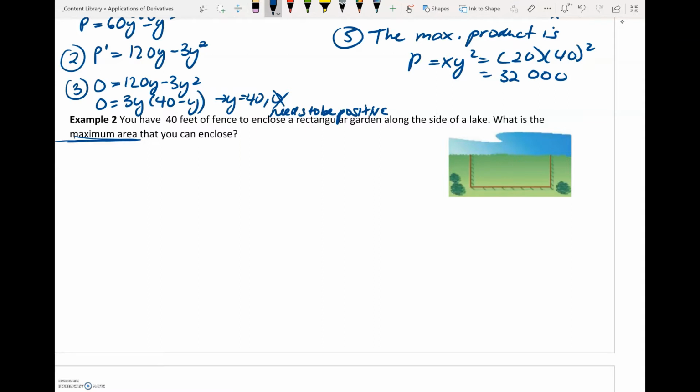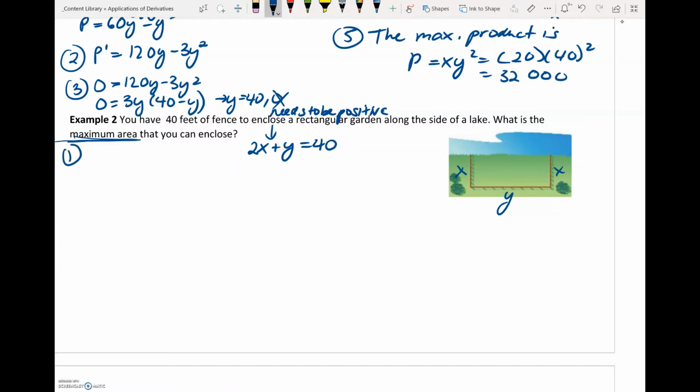We would need to first define our variables. So let's say x is our width and y is our length. Then our perimeter would be 2x plus y. Remember, we don't have a fence along the lake. So this information here is 2x plus y. Our perimeter is equal to 40.